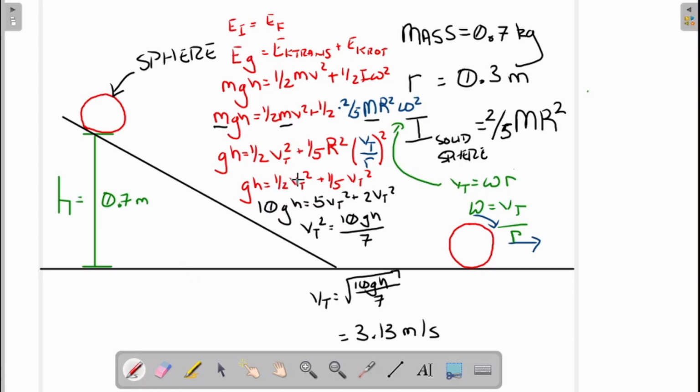The 1/2 Vt squared plus the 1/5 Vt squared, after the r's cancel here. In order to make that algebra easier, I just multiply everything by 10 to get rid of the fractions, combine, rearrange, and solve, giving me a total of 10gh over 7.